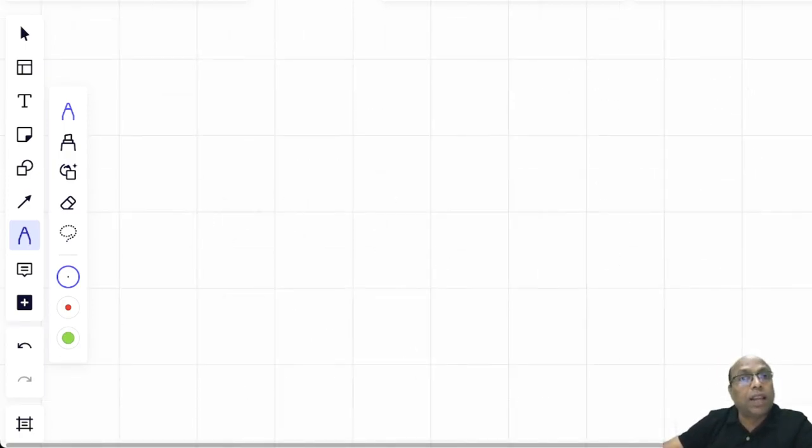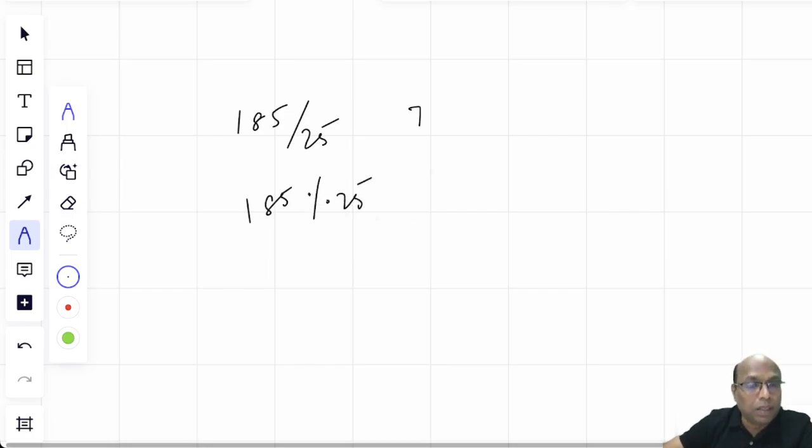Now let's take another example. I have written here 185 by 25. 185 is an integer. Integer by integer, the result is going to be an integer. Therefore, in this case I am going to get 7. 7 25s are how much? 175. Now 185 modulus 25, how much am I going to get? 10. The remainder is 10.